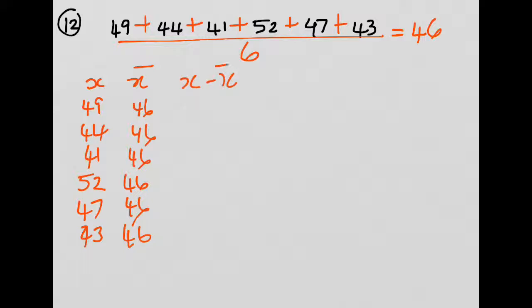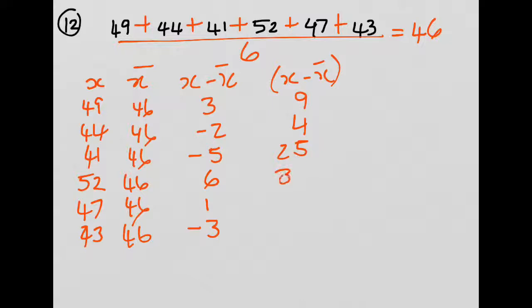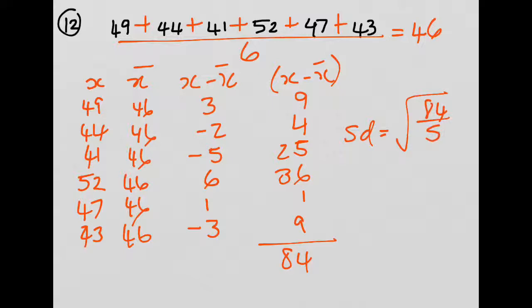Do the take away sum. 3, negative 2, negative 5, 6, 1 and negative 3. Then we square these numbers. 9, 4, 25, 36, 1 and 9. Add them up. 9, 10, 46, 71, 84, and the standard deviation is the square root of that number divided by 1 less than the numbers you had, which was 5, which comes out to be 4.1.